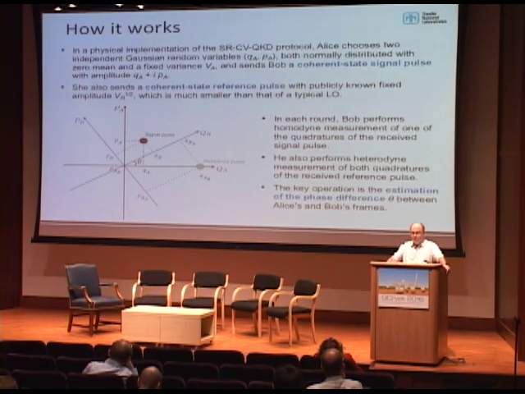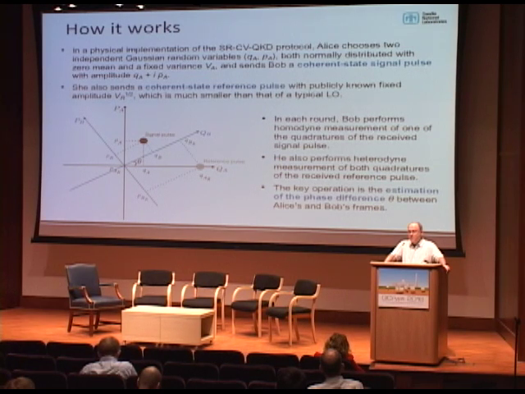So how it works: Alice prepares a coherent state signal pulse using Gaussian modulation, the same approach as usual. But in addition to the signal pulse, she also sends a coherent state reference pulse with a known fixed amplitude. In each round, Bob performs homodyne measurement on one of the quadratures of the received signal pulse, once again the same as in the standard approach. And he also performs heterodyne measurement of both quadratures of the reference pulse. Or alternatively, you can use twin reference pulses and perform homodyne measurements, Q on one pulse and P on the other pulse.